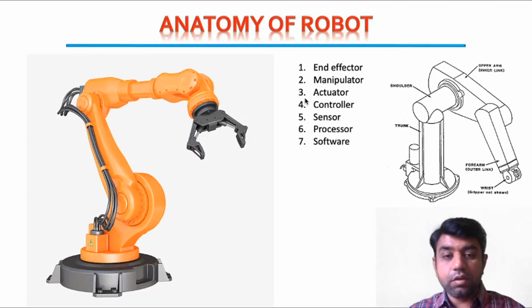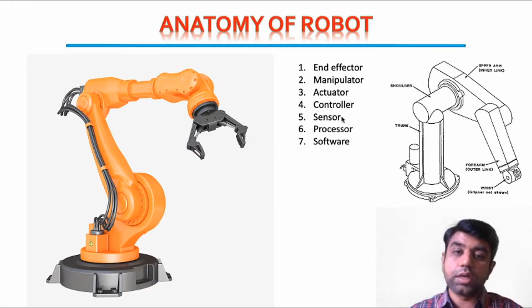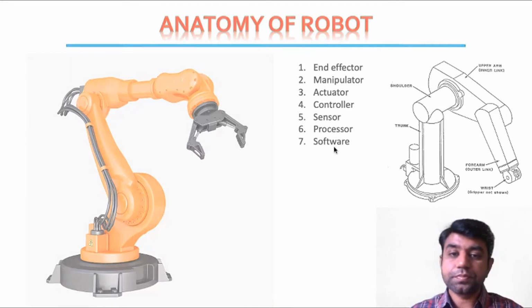If we have only a first generation robot, then only the first four elements come into the picture. That is end effector, manipulator, actuator and the controller. That's it. If we have a second generation robot, then 3 more elements come into the picture. That is sensor, processor and the software.